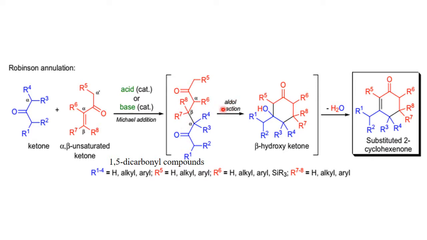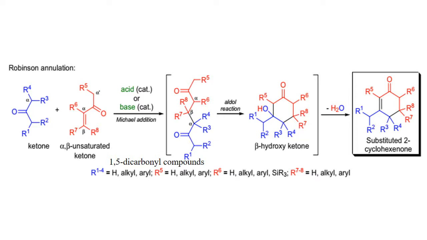When the reaction is acid catalyzed or base catalyzed, the first step is the Michael addition and it gives us 1,5-dicarbonyl compound. See this one. This carbonyl compound is at position 1, 2, 3, 4 and 5. So here we are saying that the product of Michael addition reaction is 1,5-dicarbonyl compound because the relationship between two carbonyl compounds is a 1,5 relationship.